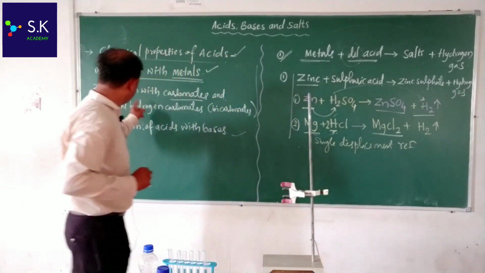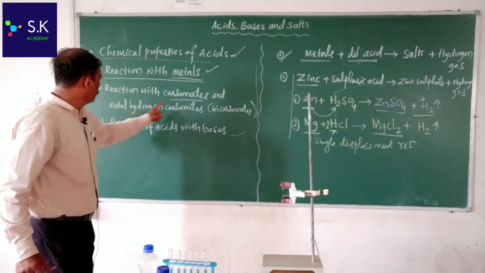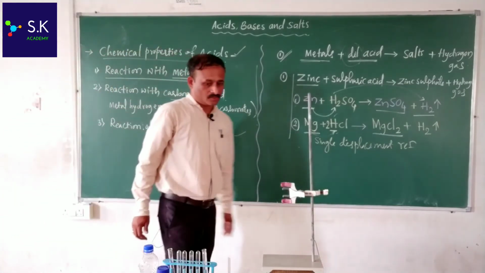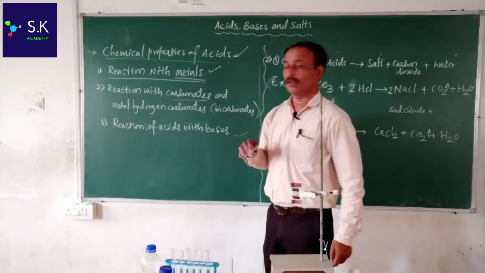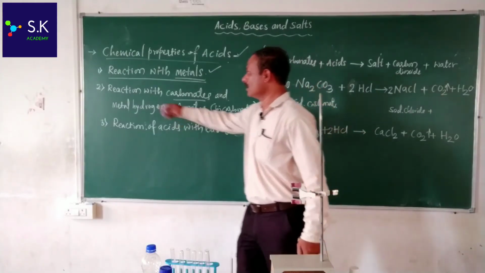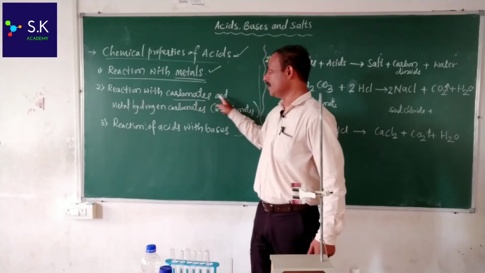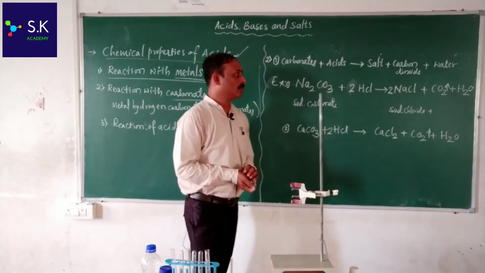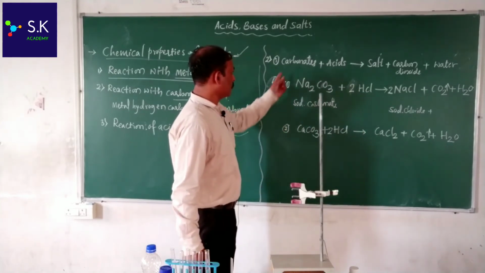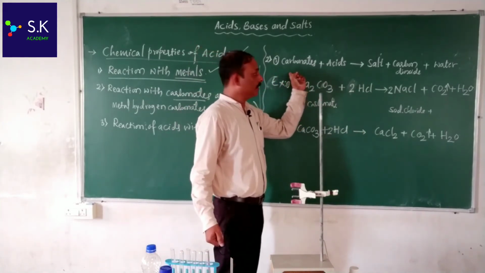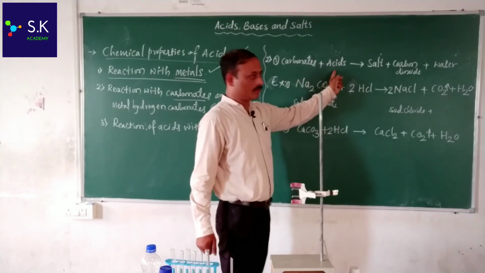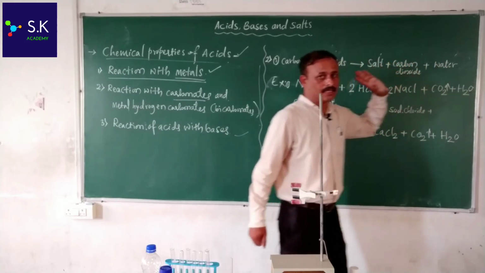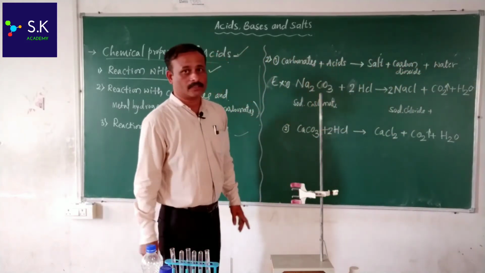And now we are going to discuss the reaction with carbonates and with metal hydrogen carbonates. We go to the next chemical reaction, that is the reaction with carbonates and metal hydrogen carbonates. We are doing an experiment on this also. Carbonates generally, when they react with acids, produce a salt, carbon dioxide and water. This is the general reaction of acids with carbonates.